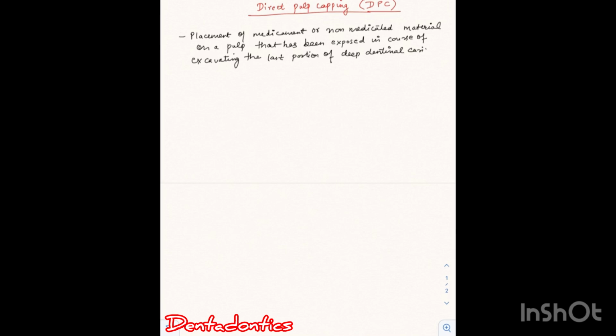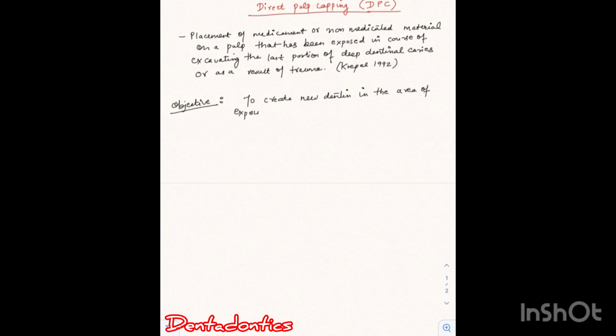DPC, direct pulp capping. According to Kopel 1992, direct pulp capping is the placement of medicament or non-medicated material on a pulp that has been exposed in the course of excavating the last portion of deep dentinal caries or as a result of trauma. So what are the objectives of direct pulp capping? Direct pulp capping is done to create new dentin in the area of exposure and subsequent healing of the pulp.